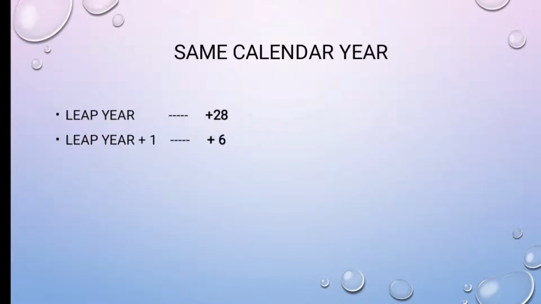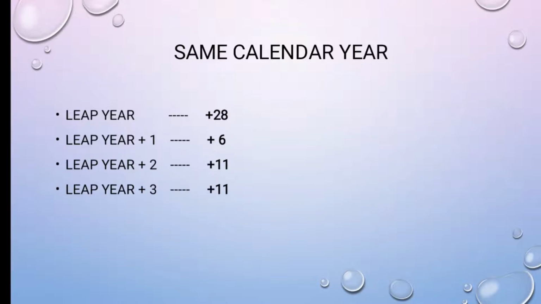When the year is leap year plus 1, that is, let's say 2021, you have to add 6 to get the same calendar year. When the year is leap year plus 2 or 3, you will have to add 11. Now there are exceptions to this rule also, which we will discuss later. First, let's see some examples for this.